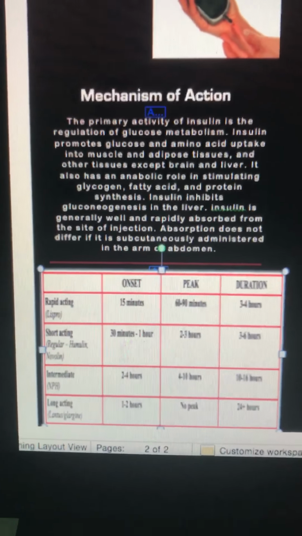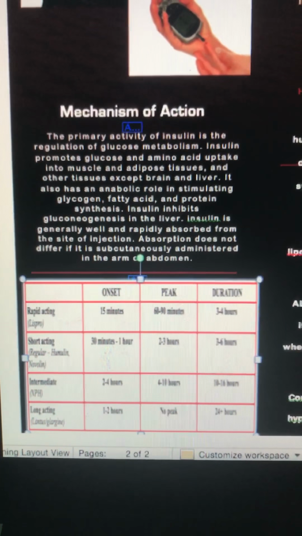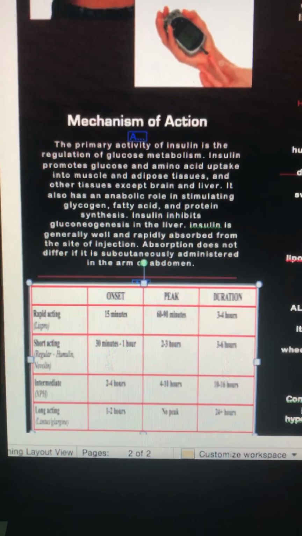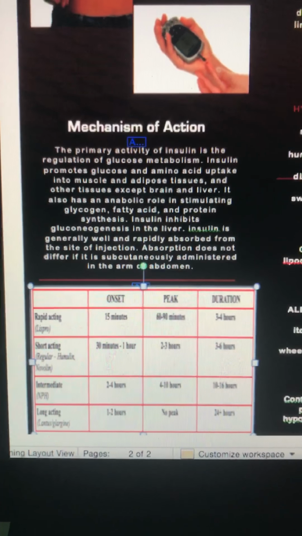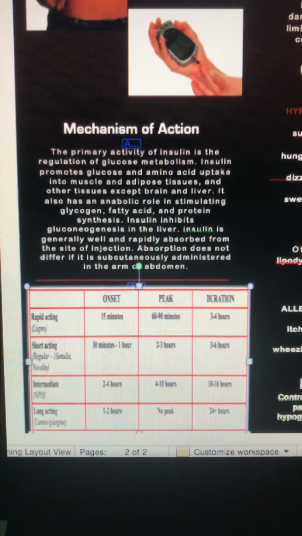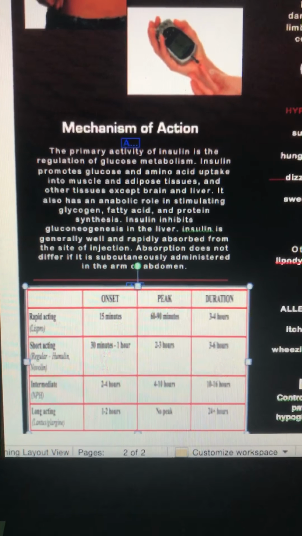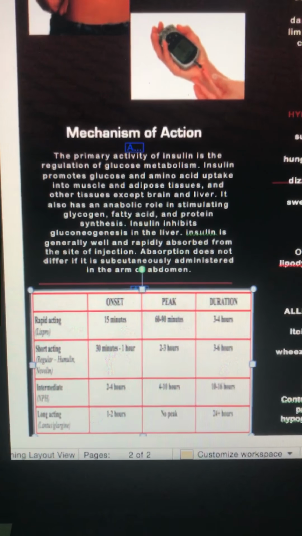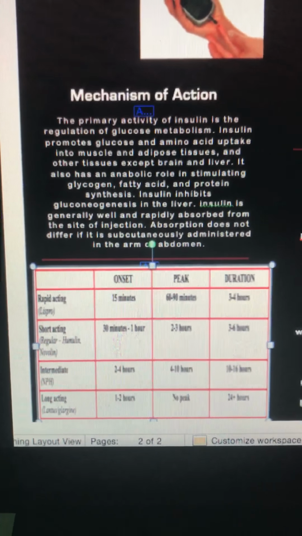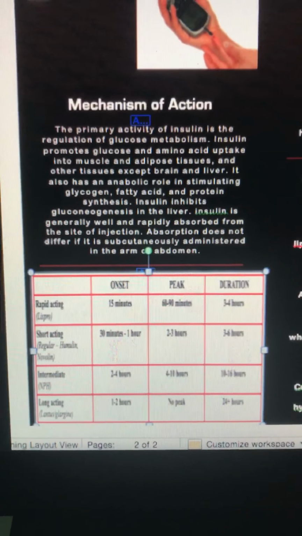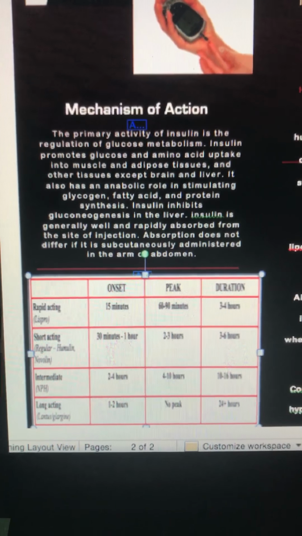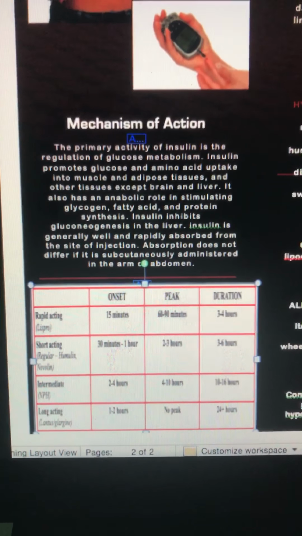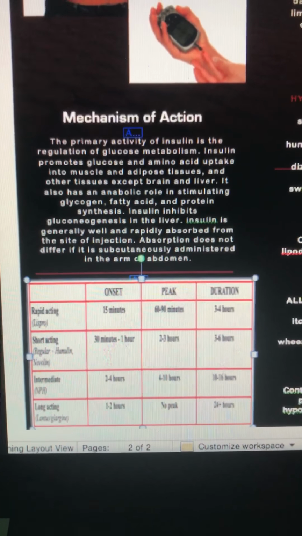The mechanism of action for insulin is regulation of glucose metabolism. Insulin promotes glucose and amino acid uptake into the muscle, adipose tissues, and other tissues except for the brain and liver. It also has an anabolic role in stimulating glycogen, fatty acid, and protein synthesis. Insulin inhibits gluconeogenesis in the liver. Insulin is generally well and rapidly absorbed from the site of injection. Absorption does not differ if it's subcutaneously administered into the arm or abdomen.